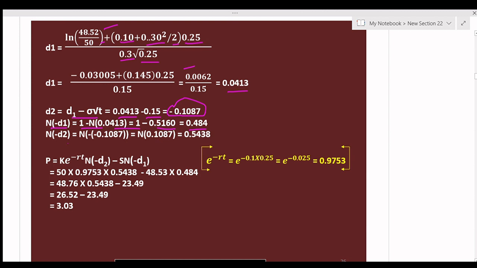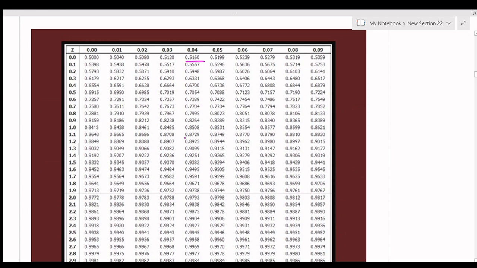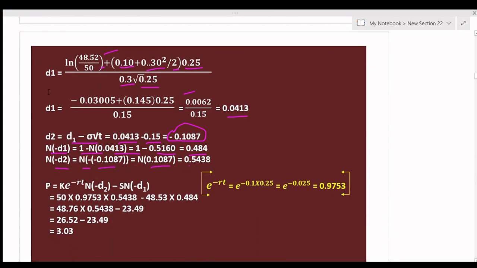N(minus d2) is equal to N of 0.1087, and you find out the value; 0.1087 is equivalent to 0.11, and it will be 0.5438. Now you take the value here, 0.5438.